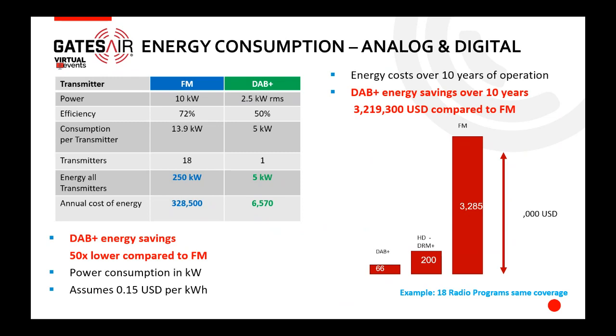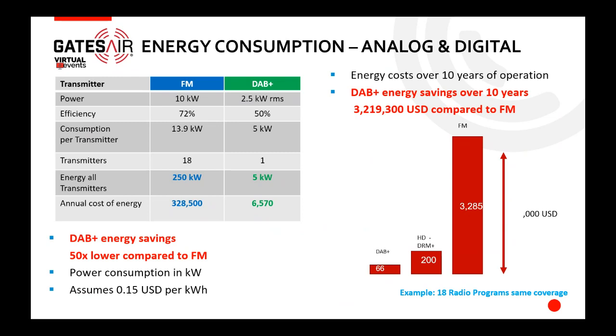So the consumption per transmitter, the FM transmitter consumes more power because, of course, it's running more power. But where you really start to see the power consumption difference is when you look at, I'm running 18 channels, and I can run those 18 channels on one DAB network. So when you look at the annual cost of energy, assuming 15 cents per kilowatt hour, the cost is a pretty staggering difference. Now, I did a similar comparison for HDRadio and DRM.